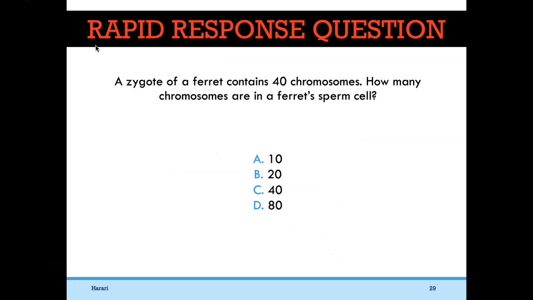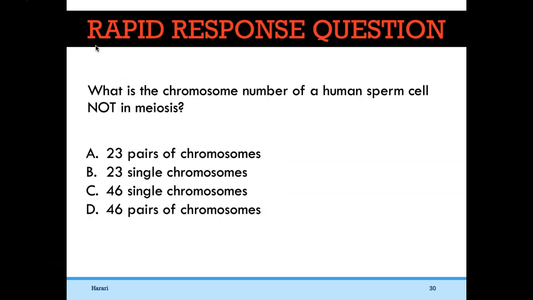So suppose a zygote of a ferret contains 40 chromosomes. How many chromosomes would be in a ferret's sperm cell? So you can pause here. And the answer is B, 20. Same would be in a female ferret's egg cells. What is the chromosome number of a human sperm cell not in meiosis?